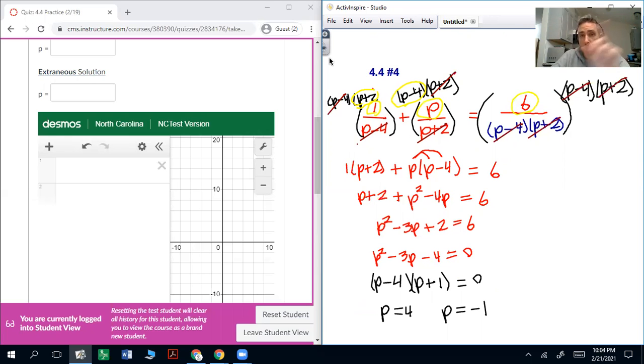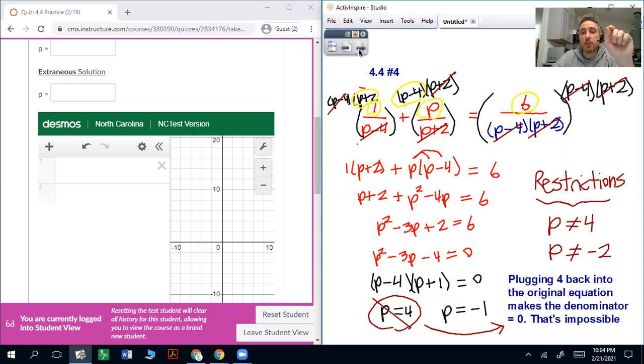Now we have a dilemma here because the two numbers that we got, one of them matches your restriction. Your two restrictions are a +4 and -2, because if you plug 4 and -2 back into the original equation, you get 0 for a denominator. Well, you can't divide by 0. So this 4 ends up being one of your restrictions. It's impossible to do, so we call that an extraneous solution.